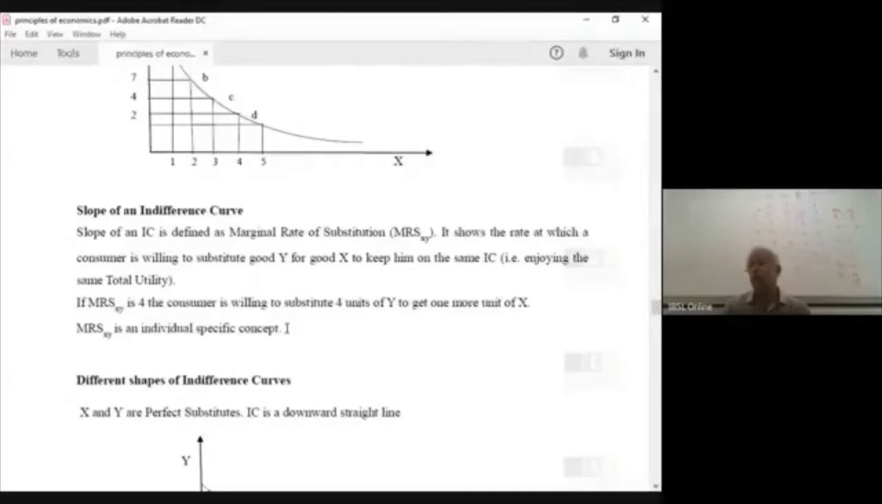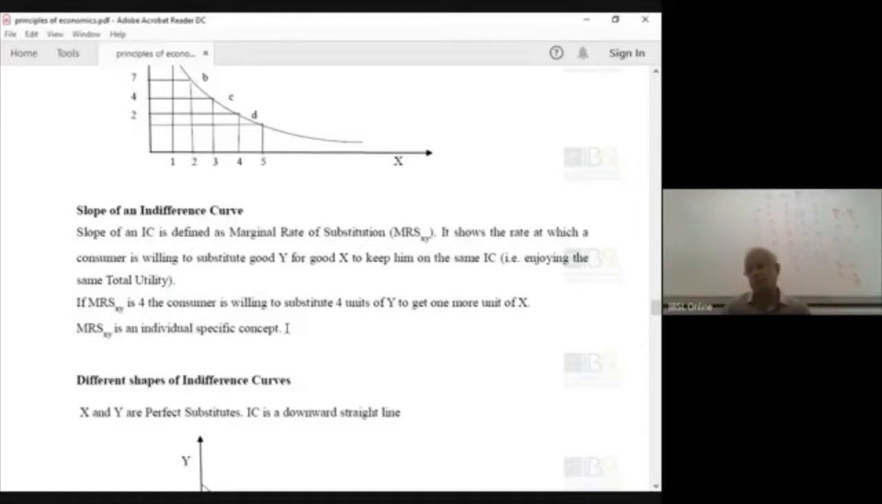Due to the law of diminishing marginal utility. Along an indifference curve, MRS diminishes due to the law of diminishing marginal utility. Explain. That is the question. Now, using this particular example, you can explain why MRS diminishes.